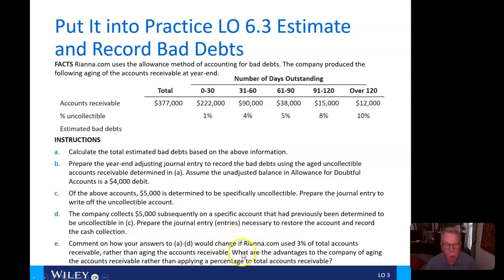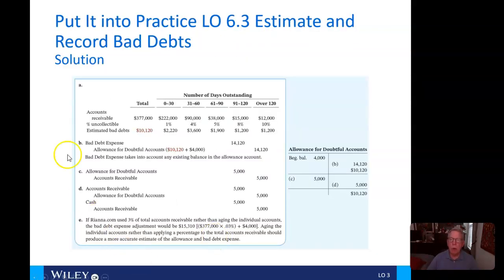And lastly, what would change if Rihanna.com used 3% of total accounts receivable rather than an aging receivable? What are the advantages to the company of aging the accounts receivable rather than just a flat percentage to total accounts receivable? Well, here's what we would do.